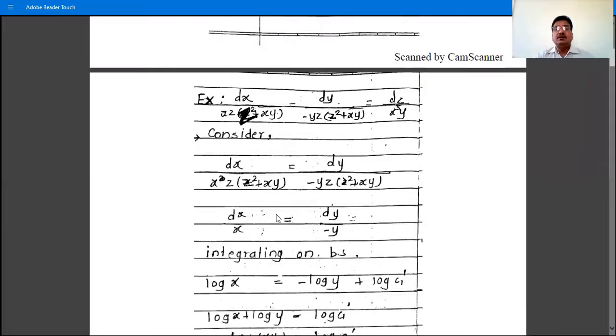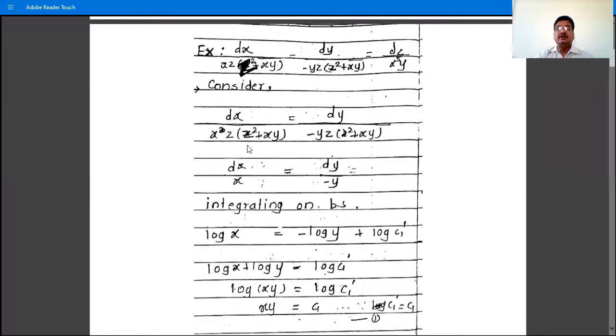Next example of the type dx by p, dy by q, and dz by r. So the example is dx divided by x square in bracket z square plus x into y, dy divided by minus yz in bracket z square plus x into y, and dz divided by x cubed y. So consider the first two ratios, that is dx divided by this and dy divided by this, and then z square plus xy cancels on both sides.